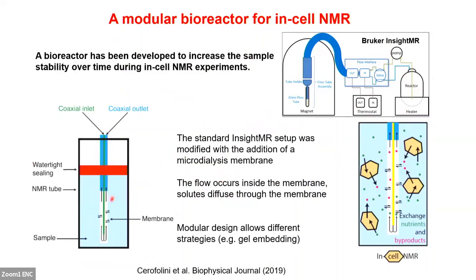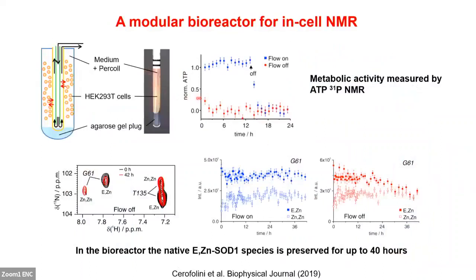Then we added a coaxial membrane, which allows exchange, as is better seen here. The cells are outside, and through the inlet, oxygen and nutrients are flowing, and then they pass through the membrane to the NMR tube where the cells are. There is also exchange so that the metabolites can be removed. There is also the issue of maintaining cells in suspension so they do not sediment.